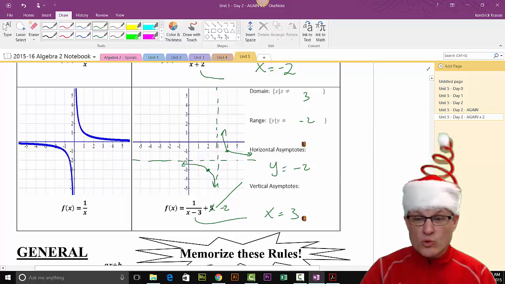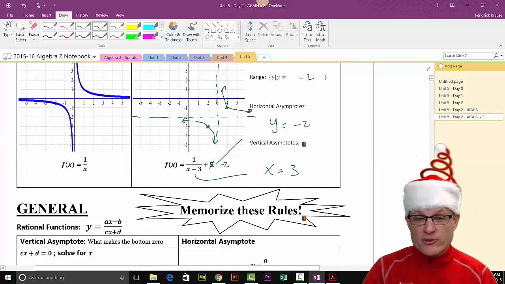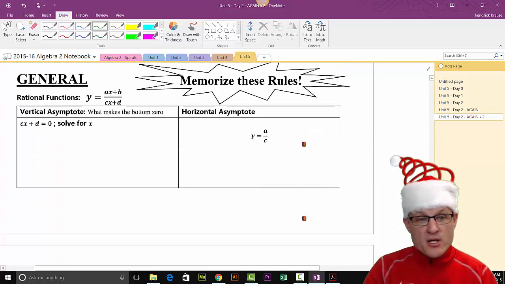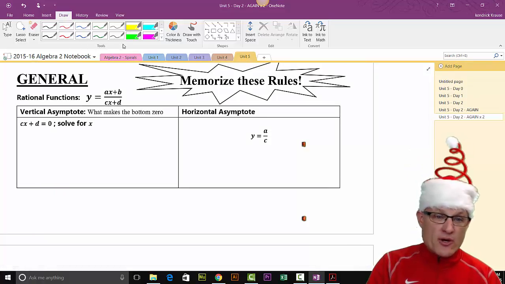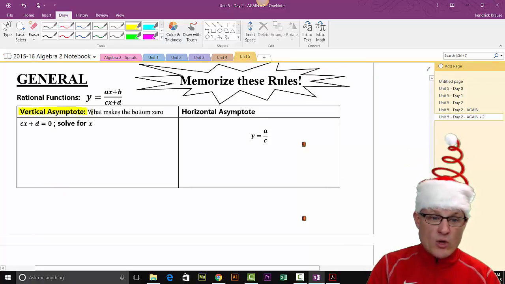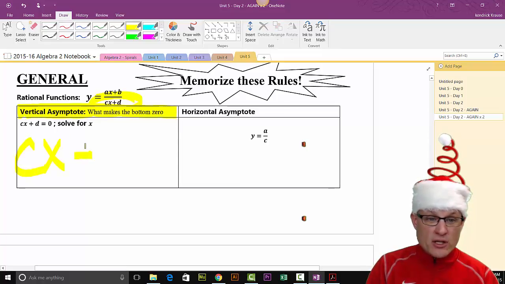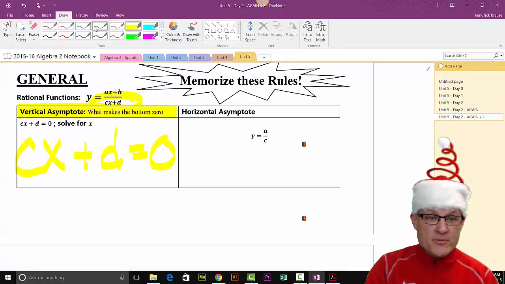All right, so there are going to be some rules that you need to memorize. You're going to learn a couple this year and you're going to learn a few more next year. The first one should come as no surprise. A vertical asymptote is what makes the denominator zero, or what makes the fraction undefined. So you find the denominator and set it equal to zero. Cx plus d equals zero. You just solve for x.